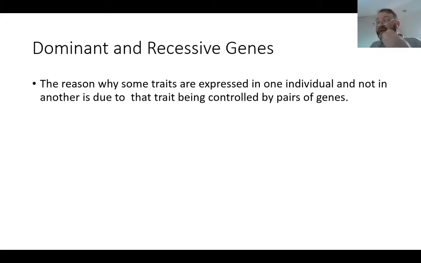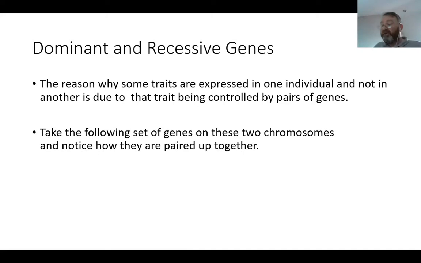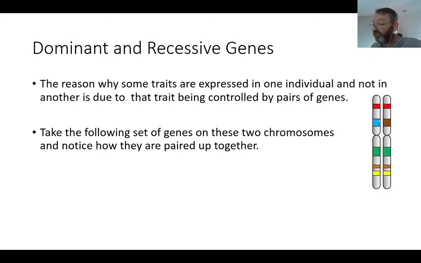All right? And if you have a gene that is dominant, then you will be able to roll your tongue or have brown eyes or whatever it's going to be. But if your two genes are recessive, then you're not going to be able to do it. Okay, and I'll explain a little bit more about that later on. Take the following set of genes on these two chromosomes. Now take a look at these. Okay, here's one pair of chromosomes out of the 23, and I want you to look at them. All right, I want you just to take a close look at how many pairs of genes are there. There's 1, 2, 3, 4, 5.